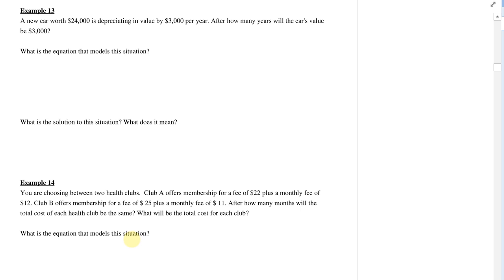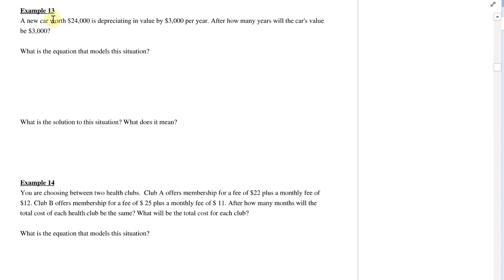So these are now more complicated looking examples of what we were doing before. Let's read this first part together. A new car worth $24,000 is depreciating in value by $3,000 per year. After how many years will the car's value be $3,000? What you have to do here is unpack what operations are being assumed.